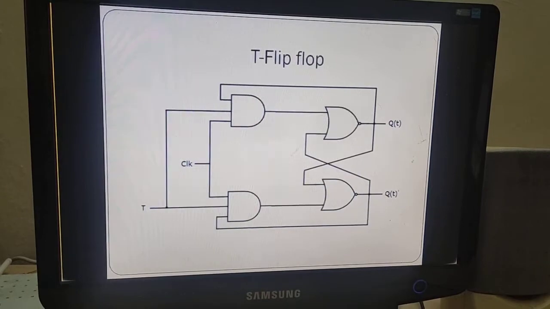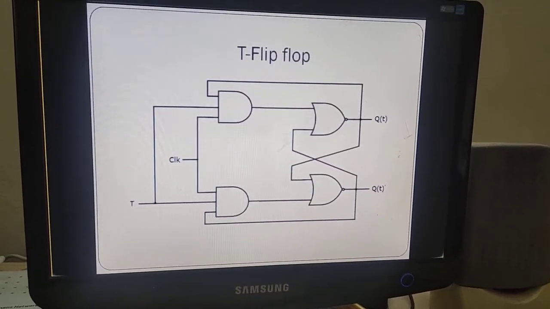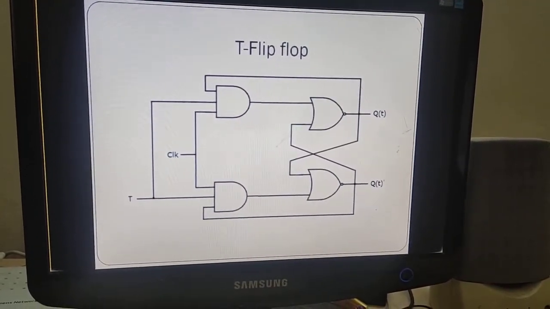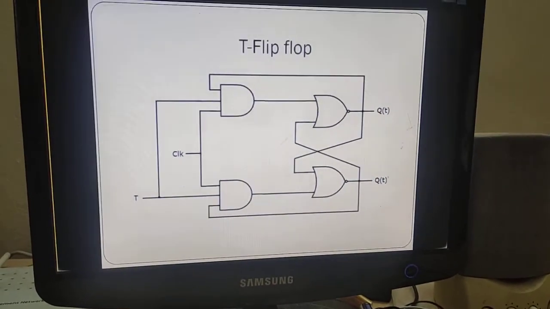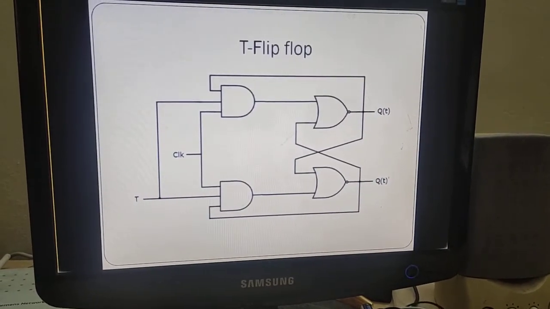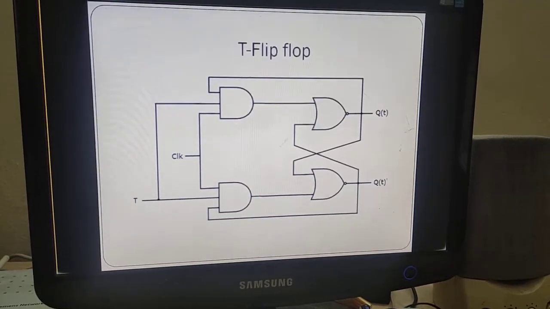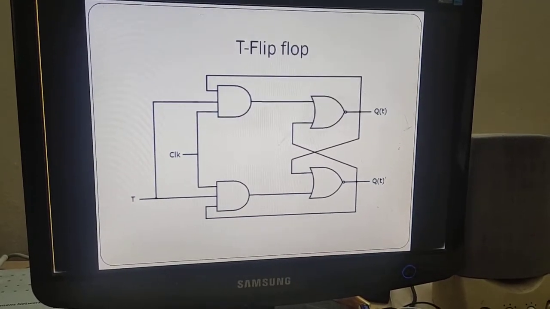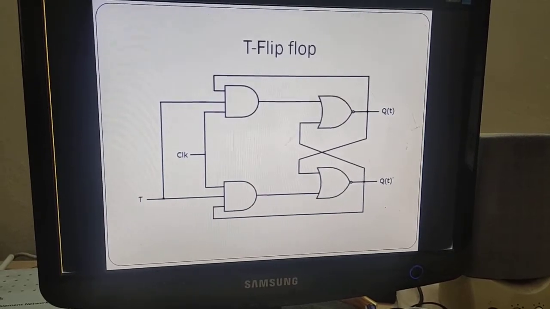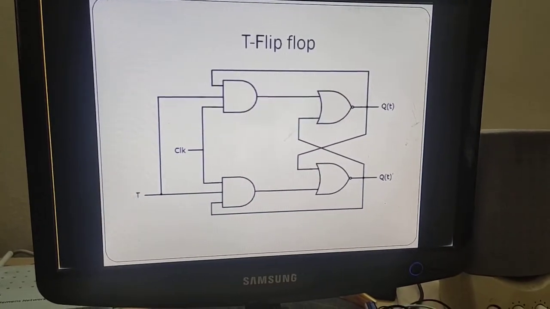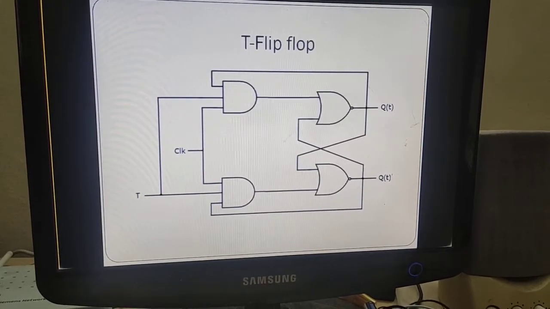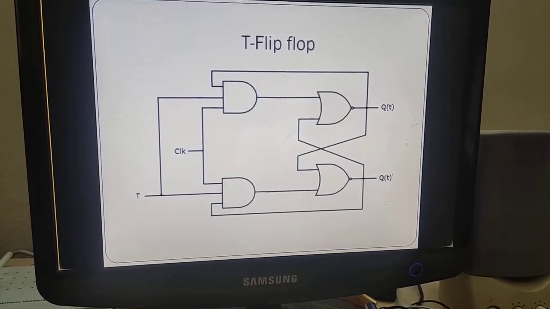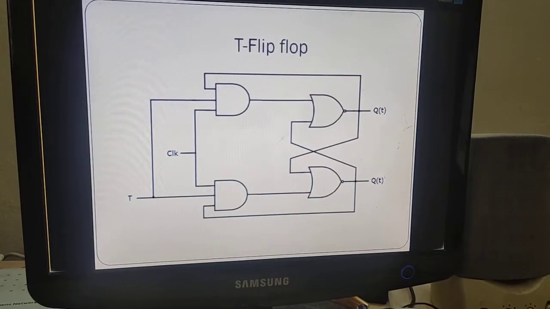Next, we move to what you call the T flip-flop. The function of the T flip-flop is similar to your JK flip-flop, with a slight difference: if you tie both J and K together and connect them to a common input, that becomes your T flip-flop. So again, you have T is equal to 0, T is equal to 1, and the clock again will be positive triggering. The functioning of the T flip-flop will be similar.